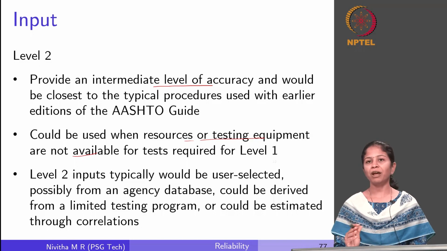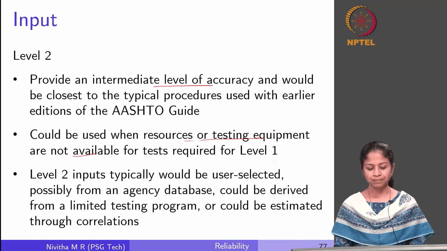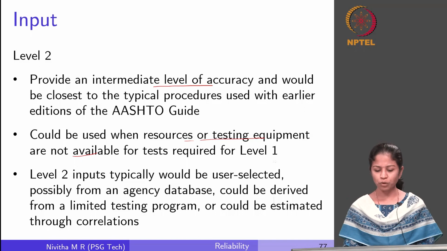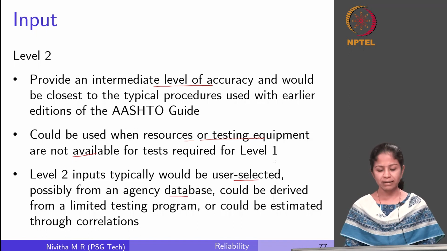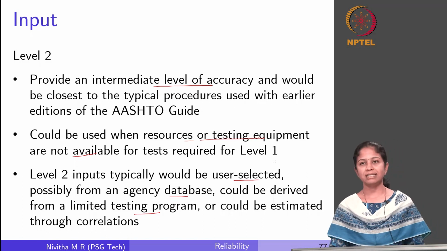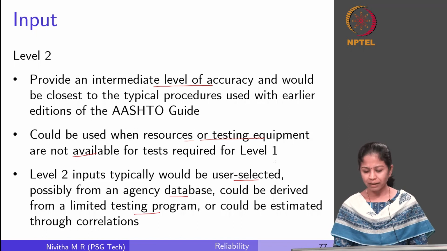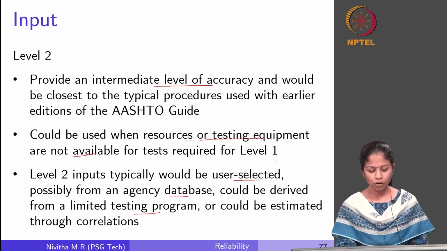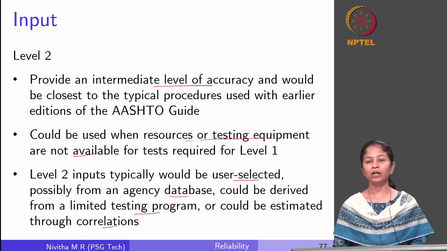So, this is somewhere between level 1 and level 3. Level 2 inputs would be user selected, right. Sometimes we will resort to user selected values, possibly from an agency database, or it could be derived from a limited testing program. The testing program may not be as exhaustive or as detailed as level 1, and other things could be estimated through correlations. So, this is a level 2 kind of input.